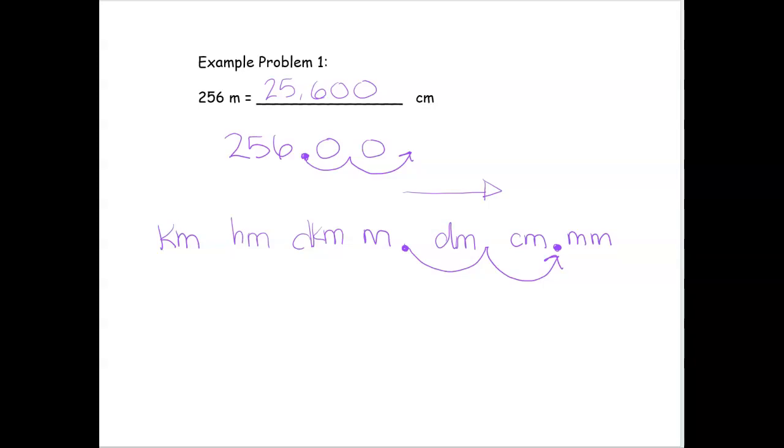You can always stop and ask yourself if this makes sense. A meter stick is about the size of a yardstick. And so if you had 256 meters, it should make sense that you would have a larger number of centimeters. So that's problem number 1.